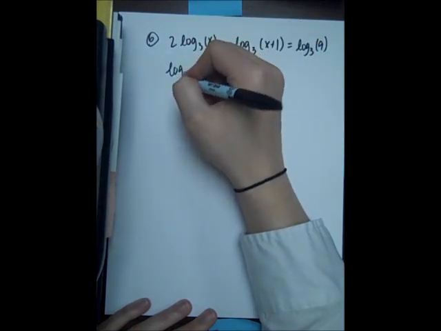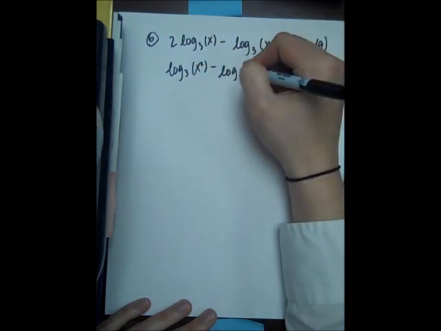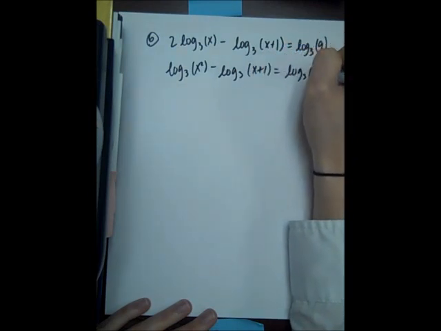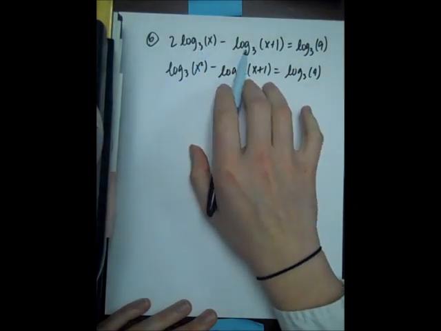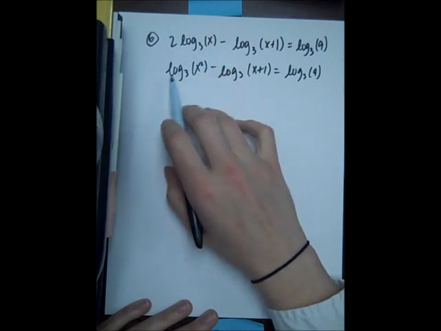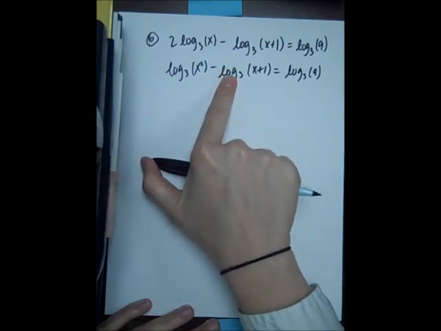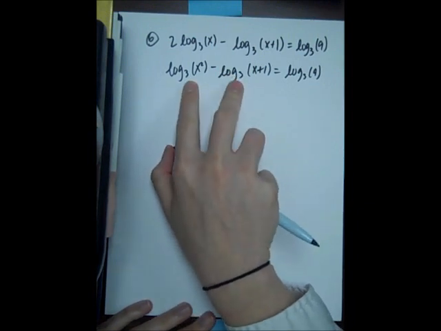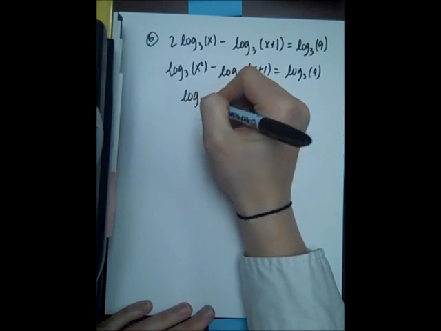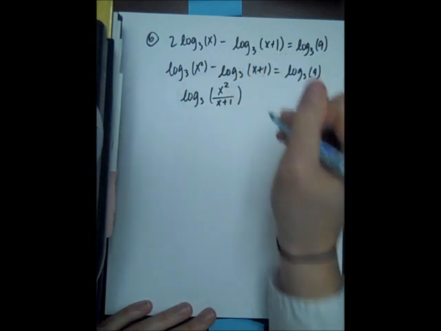So this is log base 3 of x squared minus log base 3 of x plus 1 is equal to log base 3 of 9. Again, I couldn't just divide these two automatically because of that 2. So I put the 2 on the inside as an exponent, and now I have a better subtraction because they're just log base 3's. So whenever I have the same logarithm with the same base, I combine them as one, or I divide. So this will be log base 3 of x squared over x plus 1.